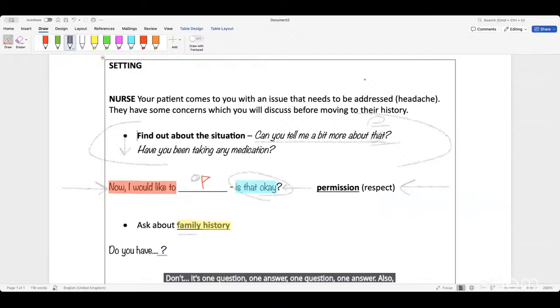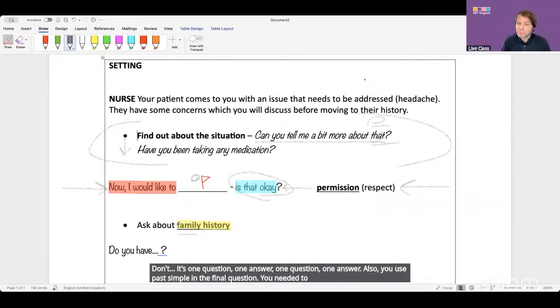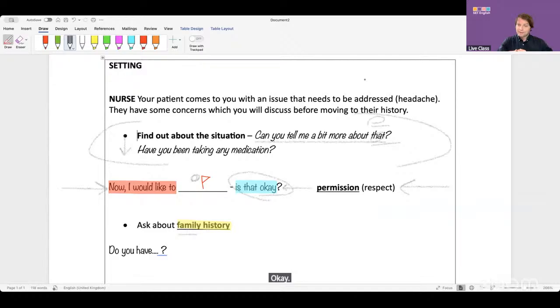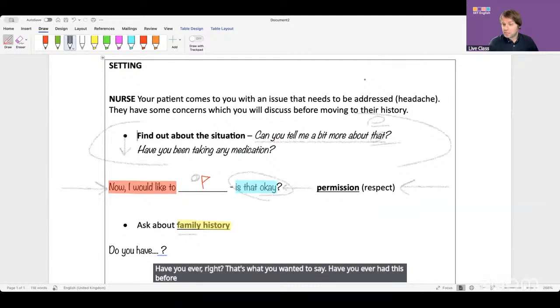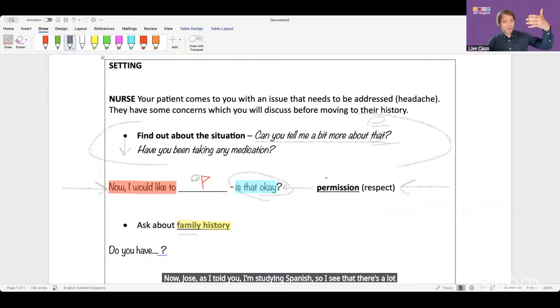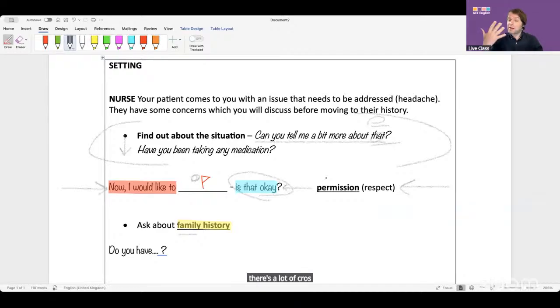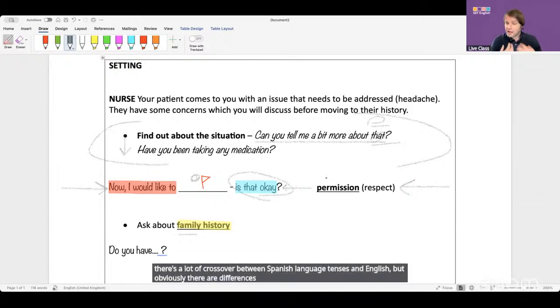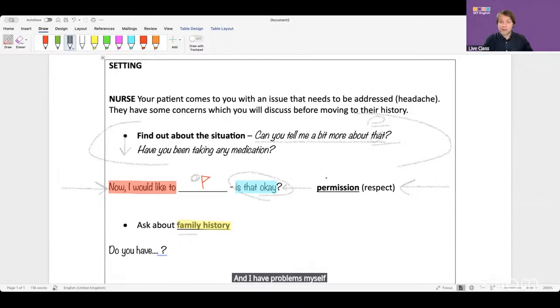Also, you used past simple in the final question. You needed to use present perfect because you meant, have you ever, right? That's what you wanted to say. Have you ever had this before? But you used past simple. Now, Josu, as I told you, I'm studying Spanish, so I see there's a lot of crossover between Spanish language tenses and English, but obviously there are differences. And I have problems myself when I'm trying to use the imperfect or the preterite in Spanish. So I understand that it's tricky.